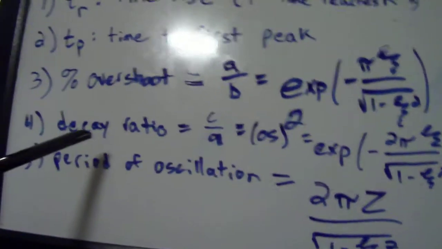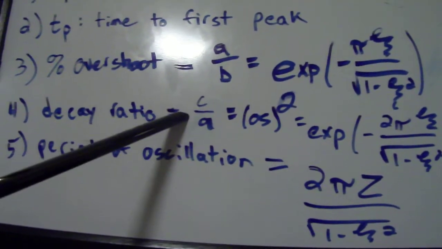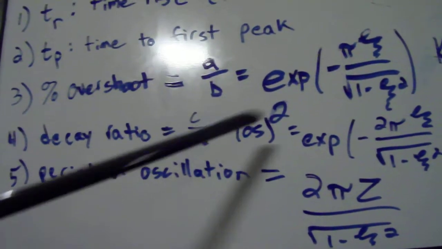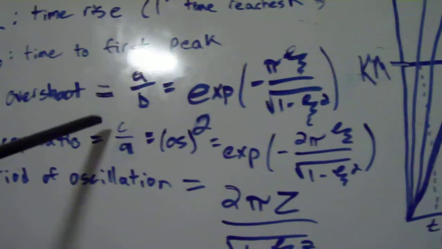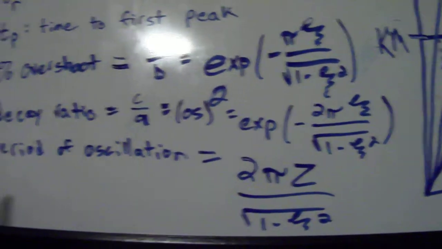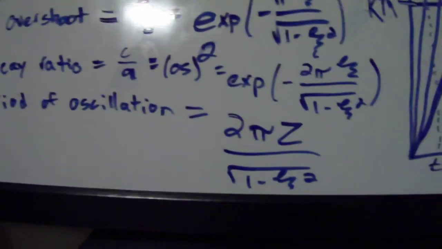Another way to describe a response is by our decay ratio, C over A. As I showed you, A is the value that it's over. C is the second peak. So our second peak over first peak, how much it decays. It's also equal to that equation. Our last one is the period of our oscillation, just from peak to peak. It's equal to this equation.